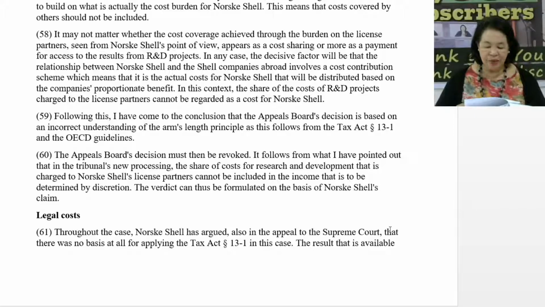The Disputes Act, Section 20-3. However, I see no reason for any of them to be awarded cost before the District Court or the Court of Appeal.